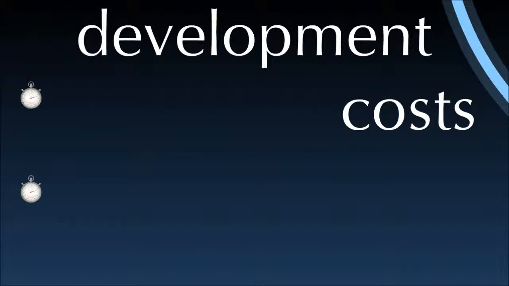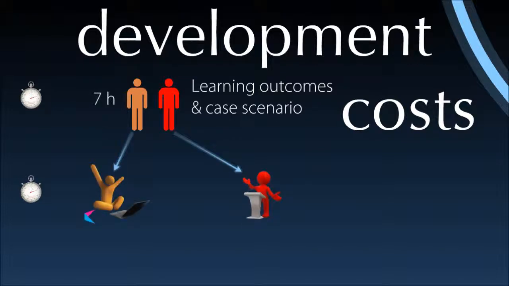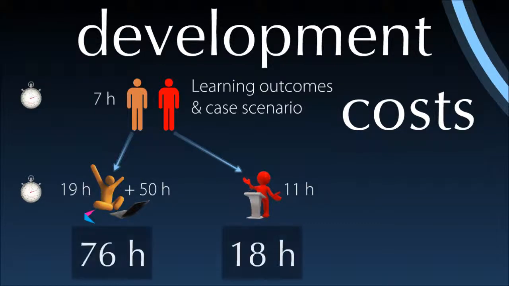Firstly, the common part of the learning activity development, the development of the learning outcomes and case scenario, 7 hours in total. The next part, the lecture, 11 hours. The e-learning activity, 19 hours. However, this doesn't include the time spent by the Smart Sparrow project officer, which was 50 hours. The tally, 76 hours total for the e-learning activity and 18 hours total for the lecture.